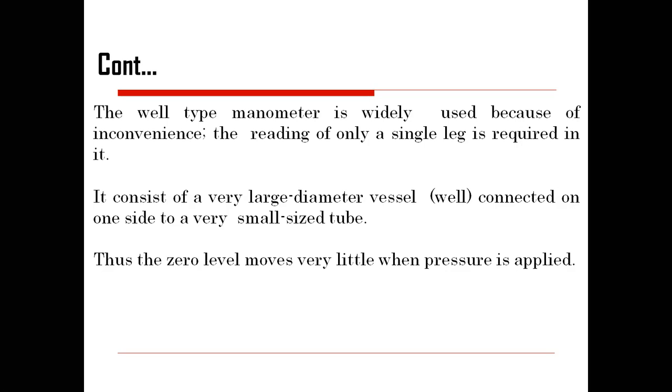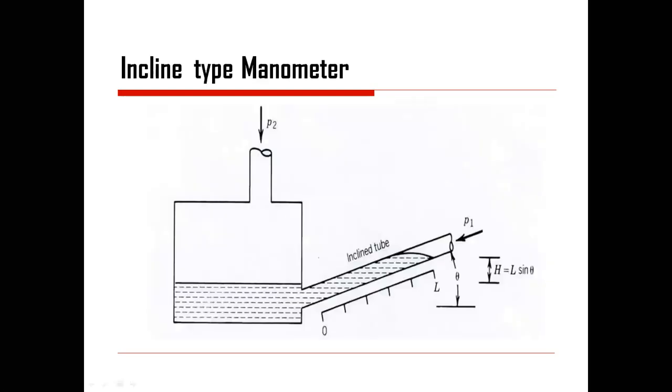It consists of a very large diameter vessel, similar to a well, which is connected to the side of a very small size tube. The variation which we are trying to measure is in the small diameter tube. So the zero level moves very little when pressure is applied. The liquid I have already specified to you.